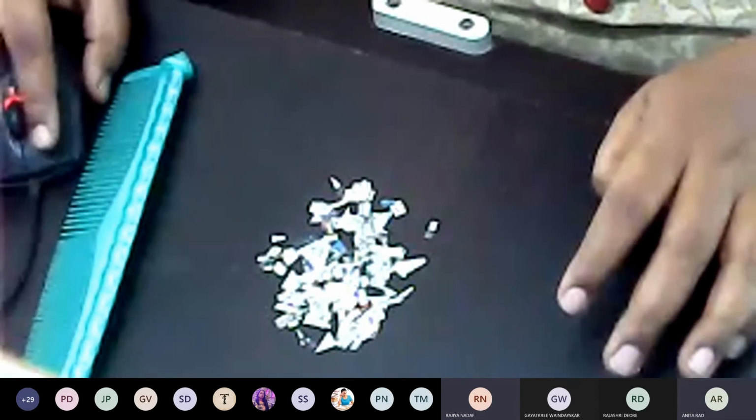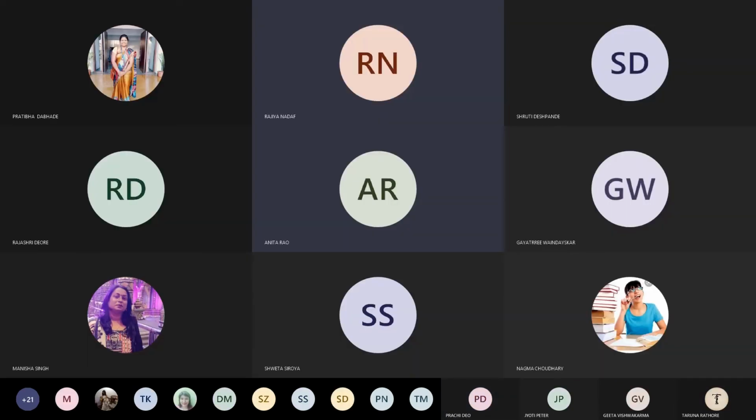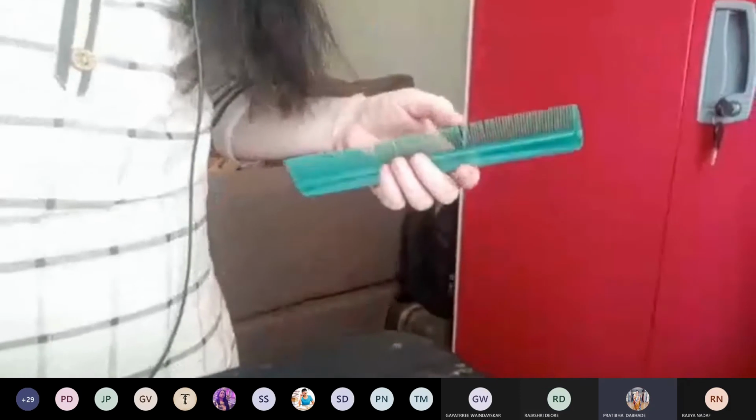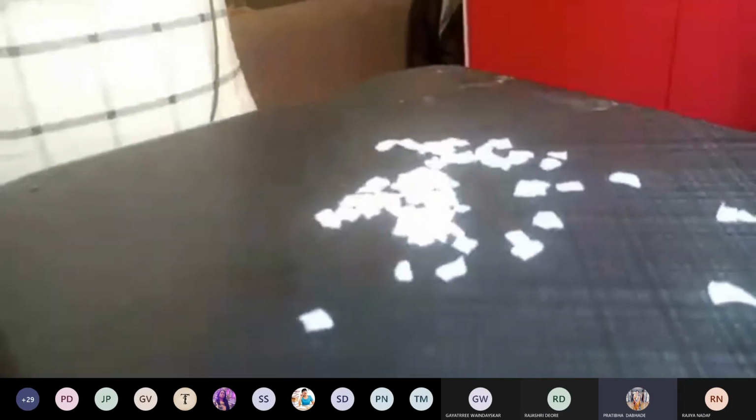I am turning on my camera. Yes, please turn on your camera. You can just let me know if the papers are visible. Yes, only perform step number 4. Just comb your hairs and bring it near to the small pieces of paper. Okay, just 1 second. Yes, it is visible.